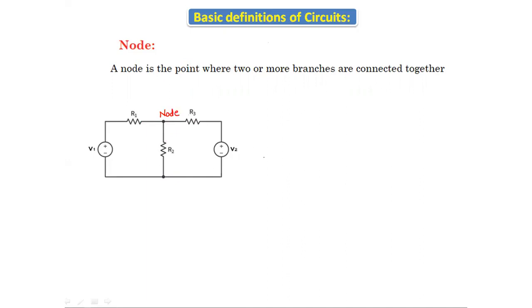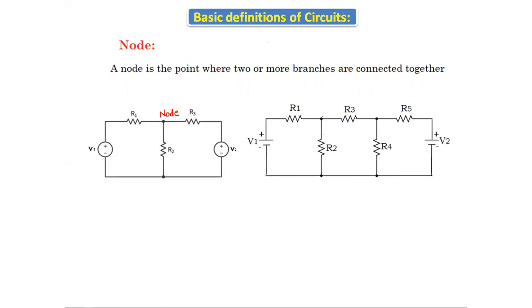Now if we take one more example, this circuit consists of two nodes. This is one branch, this is one more branch, this is one more branch. Here three branches are meeting at one point. That's why it is called node 1. Now this is also a node, because all of these branches are meeting at one point. That's why it is also called a node, but it is node 2. So in the above circuit, how many nodes do we have? The number of nodes is 1 here.